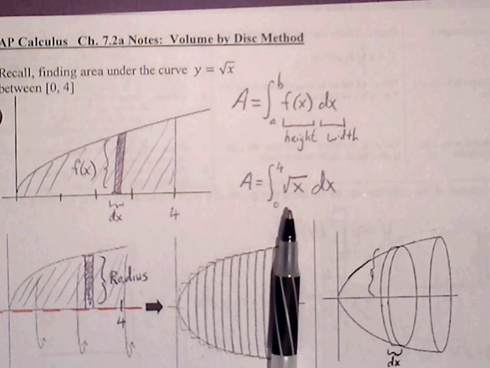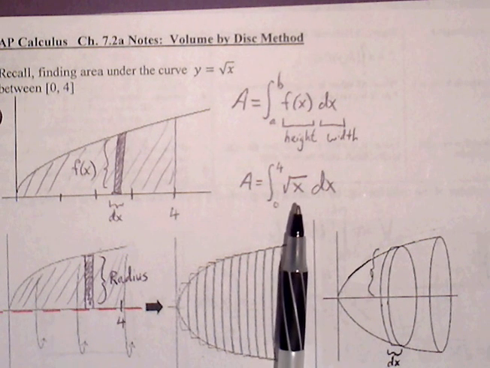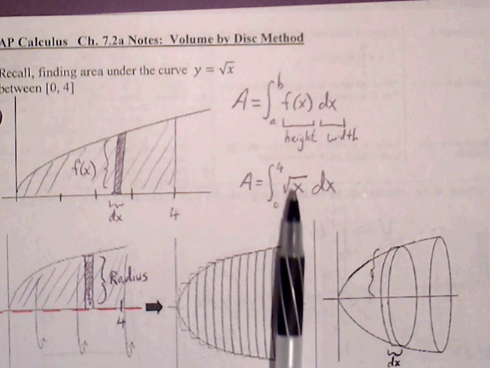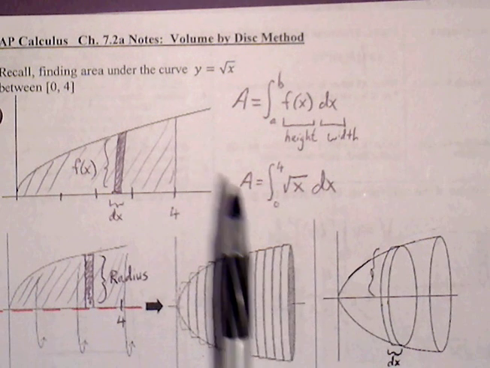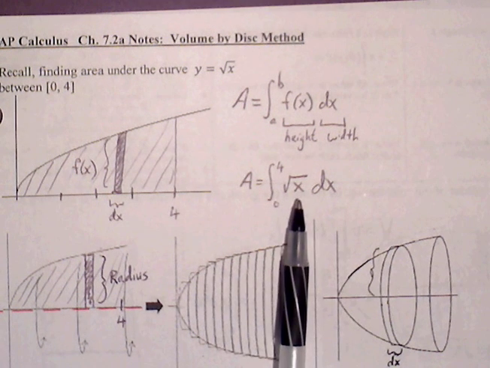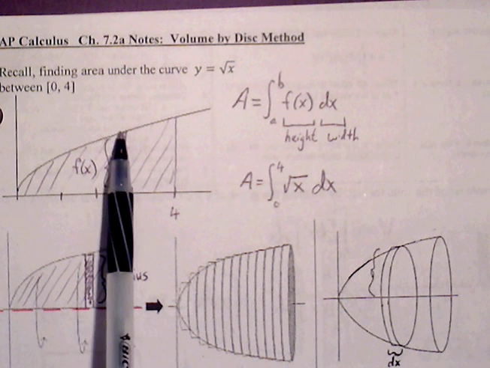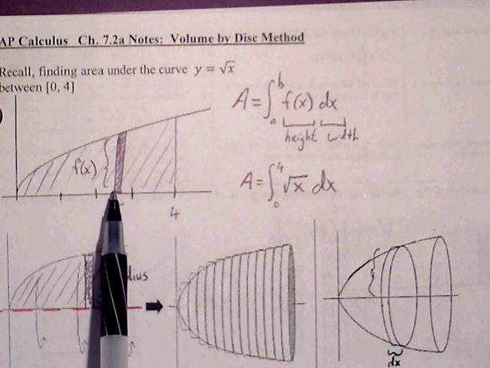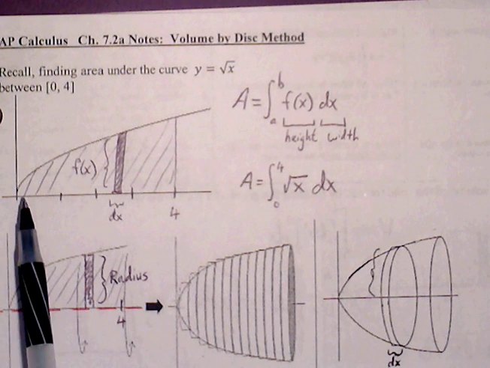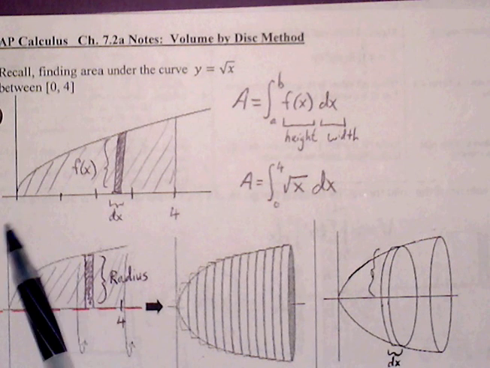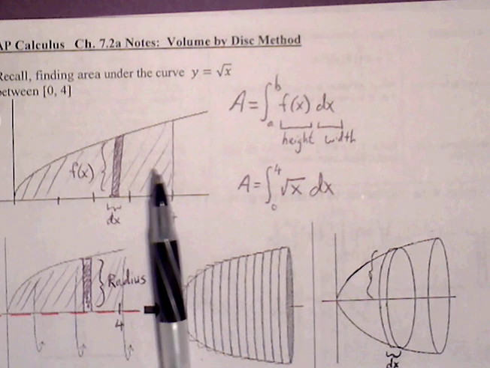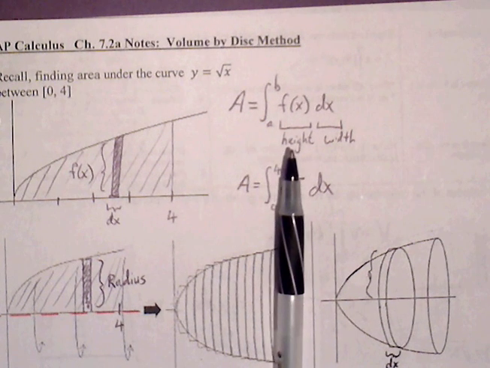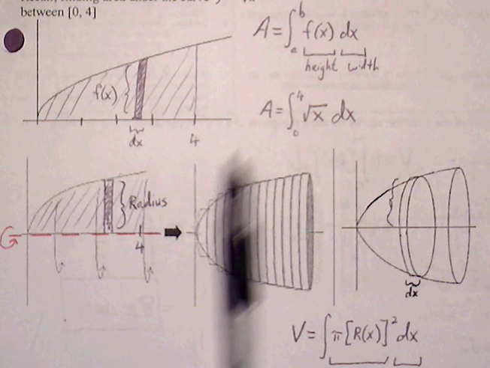If we want to set up this particular problem, we would say area is a definite integral from 0 to 4, square root of x, because that's the equation of this curve, dx. So square root of x represents the height of this rectangle for each of the respective x values. Now we're going to take this concept of area and apply it to volume. So let's look at that.